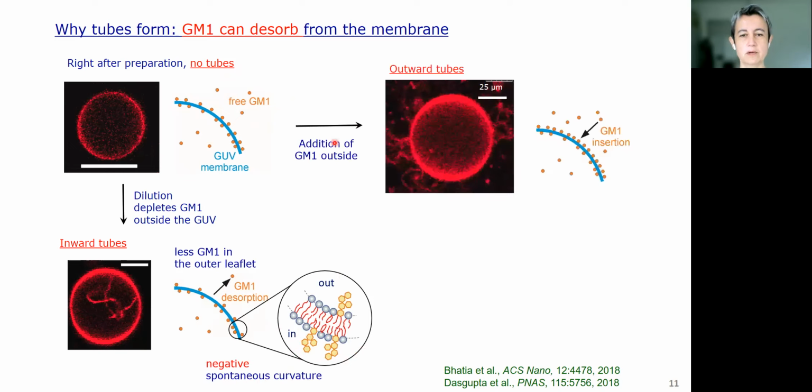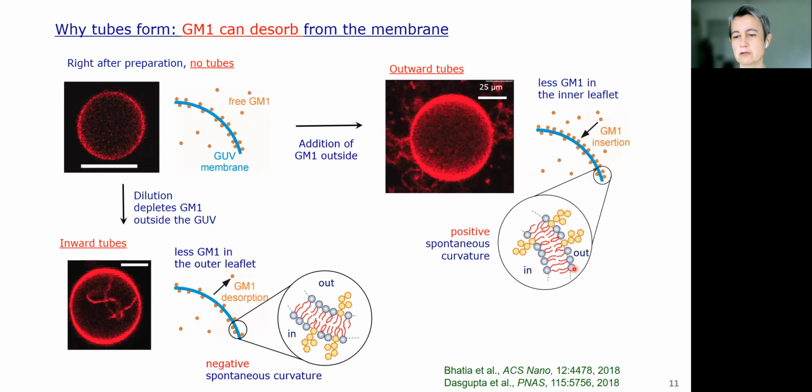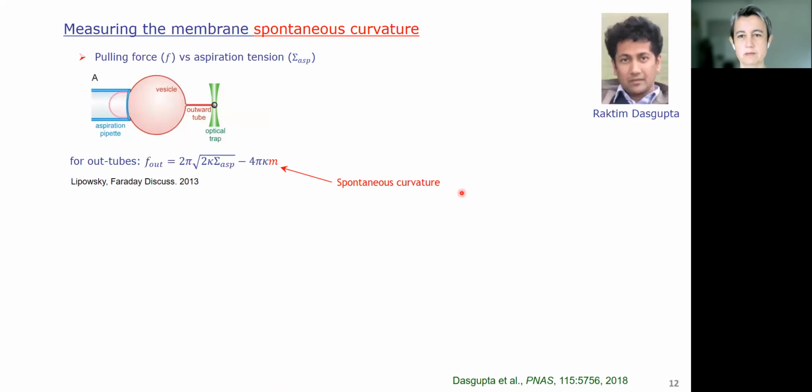If we do the opposite, we add now more GM1 outside, we increase the concentration of GM1 on the outer leaflet, which stabilizes positive spontaneous curvature, and we have outward tubes. We quantify this, and this is work done by Raktim Dasgupta. We quantify this by aspirating the vesicles with a micropipette, and we can measure the aspiration tension, the tension of the membrane. And with the optical tweezer, we pull a tube with which we can measure also the force. And the force is proportional to this term, including the tension. And you have an additional term reflecting the spontaneous curvature of the membrane.